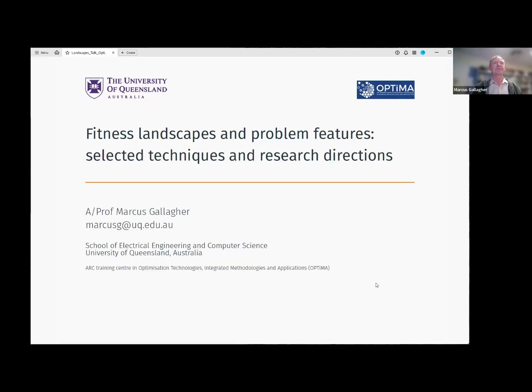Okay, so yes, my talk today is going to be about fitness landscapes and problem features. This is an area of optimization research that I've been interested in for a long time, and I'm going to selfishly talk about a few things that I've worked on, but try and give a little bit of an overview of the area as well.